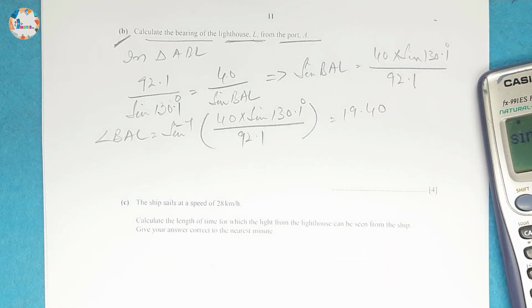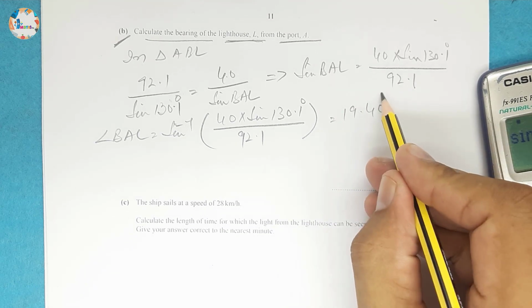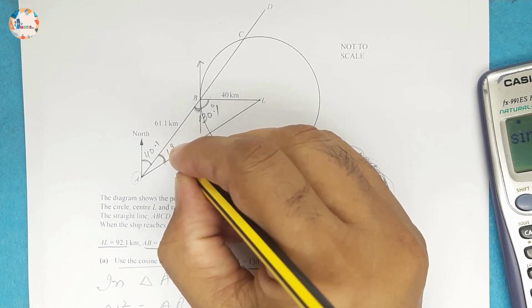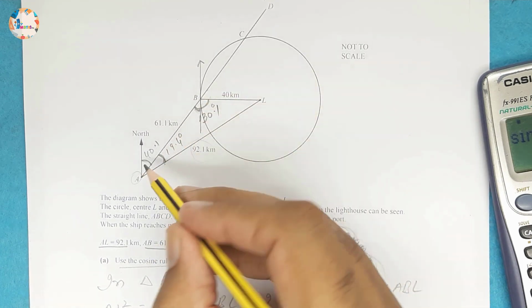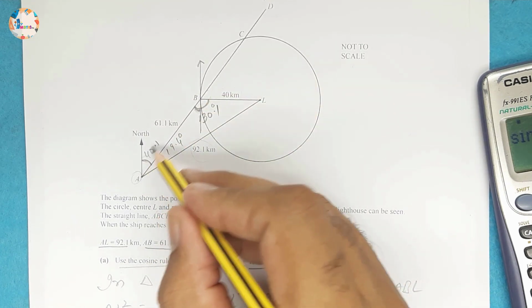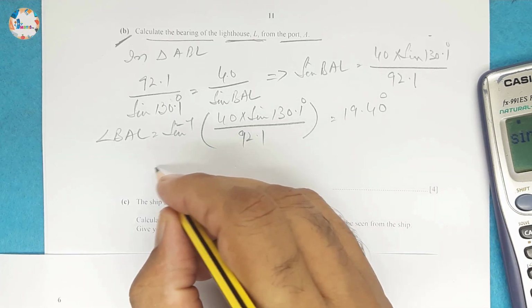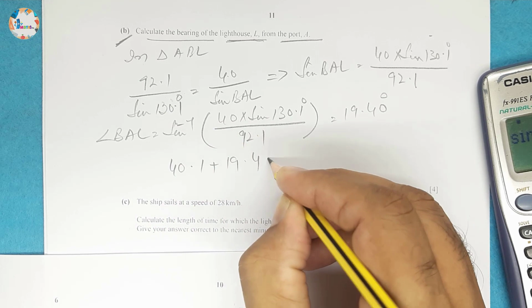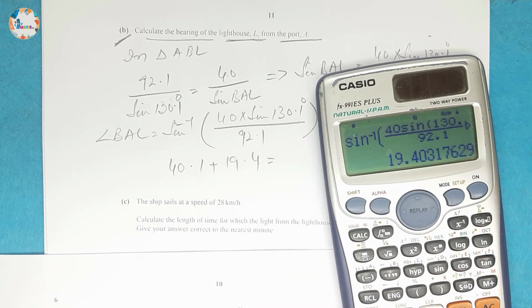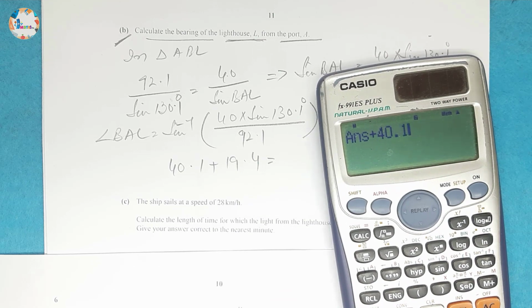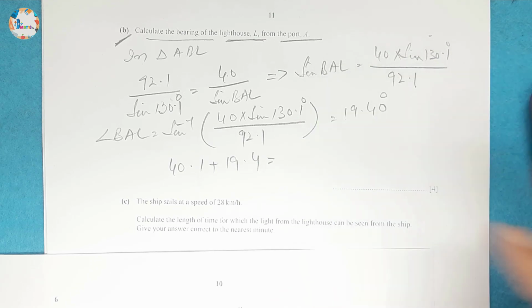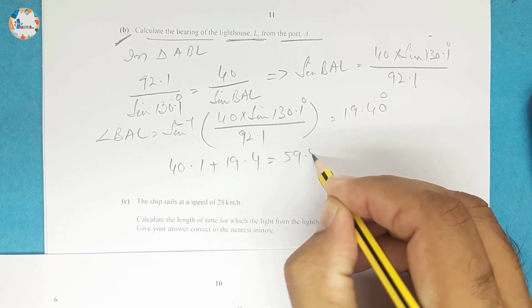Now which angle is 19.4 degrees? If we check, this angle is 19.4 degrees, but we need this complete angle. So 40.1 plus 19.4, adding these together, results in 59.5 degrees.